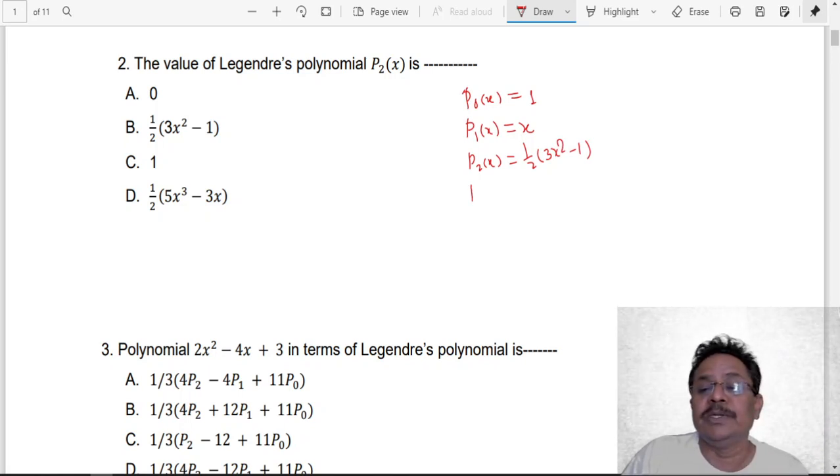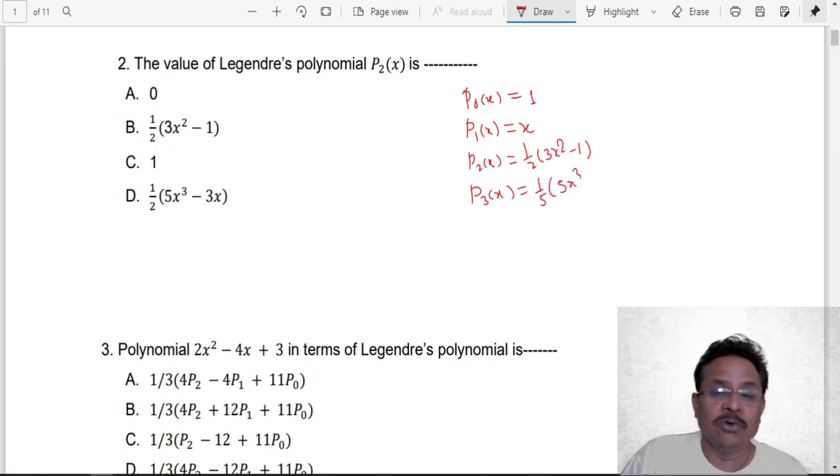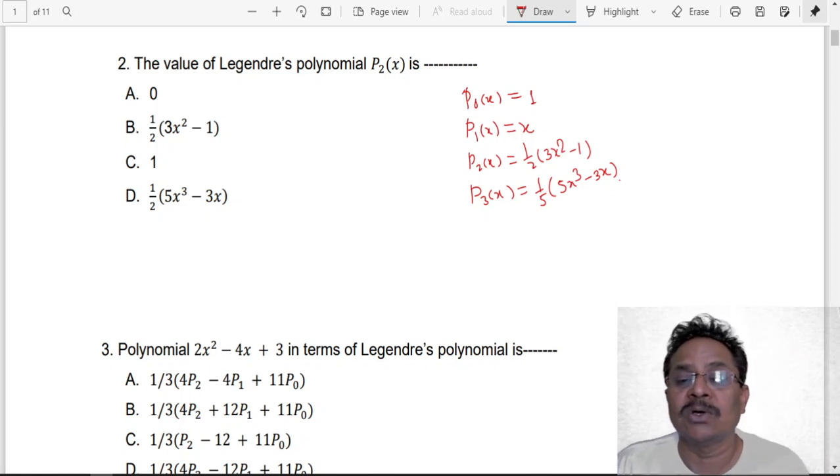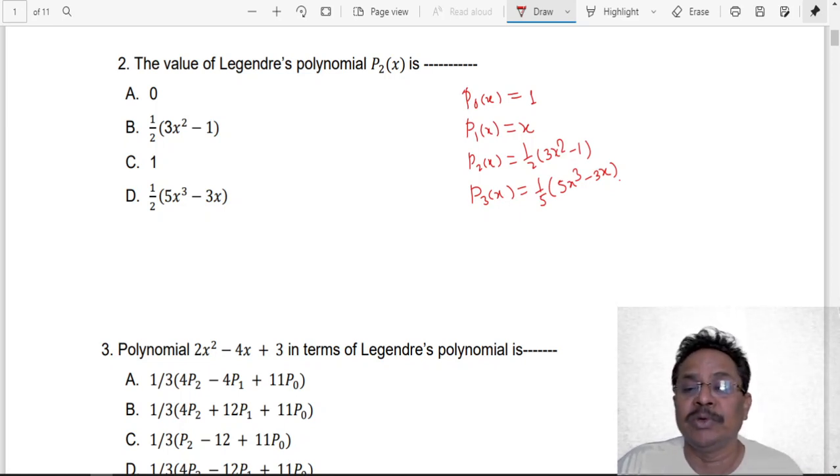Legendre polynomial, that is P3 of x, is given by 1 upon 5 times 5x cube minus 3x. So these are the four different Legendre polynomials, and you might have seen its graph. So remembering these polynomials from the graph as well as obtaining these polynomials from the Rodrigues formula or any other method, we should understand all these methods, we should remember all these methods, and then it is very easy. Whether you are asked P0x or P1x or P2x, it doesn't matter.